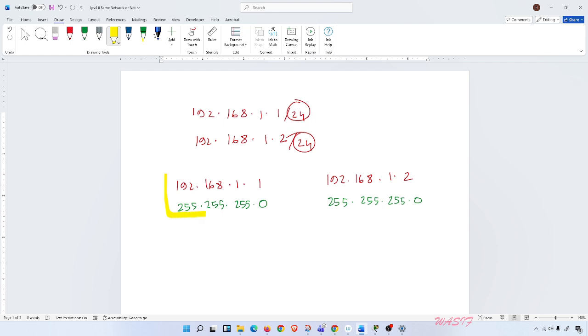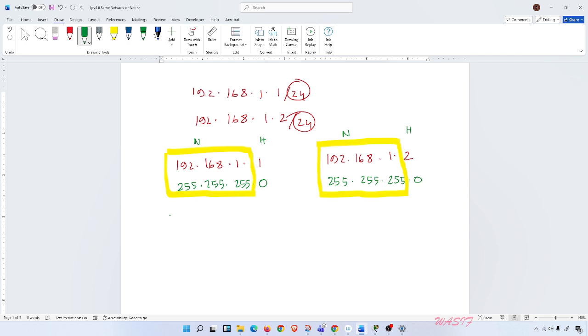This is the network portion, and the rest is the host portion. For this one, this is the network portion, and the rest is the host portion. So this is the network portion and this is the host portion. This is the network portion, this is the host portion. So if the network portion of both the IP addresses are the same, then they're in the same network.